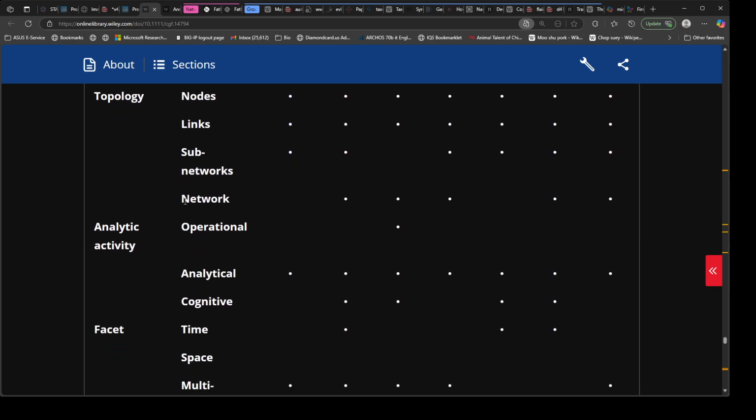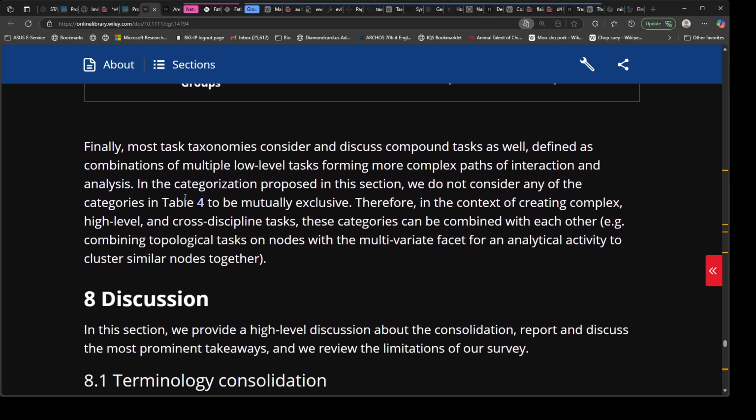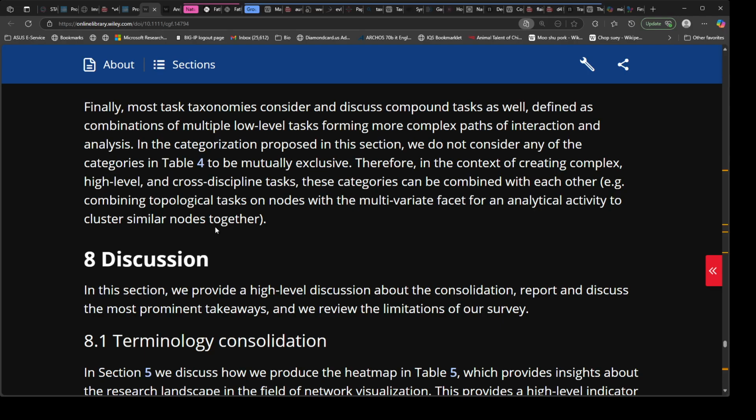Finally, most task taxonomies consider and discuss compound tasks as well, defined as combinations of multiple low-level tasks forming more complex paths of interaction and analysis. In the categorization proposed in this section, we do not consider any of the categories in Table 4 to be mutually exclusive. Therefore, in the context of creating complex, high-level, and cross-discipline tasks, these categories can be combined with each other. For example, combining topological tasks on nodes with a multivariate facet for an analytical activity to cluster similar nodes together.